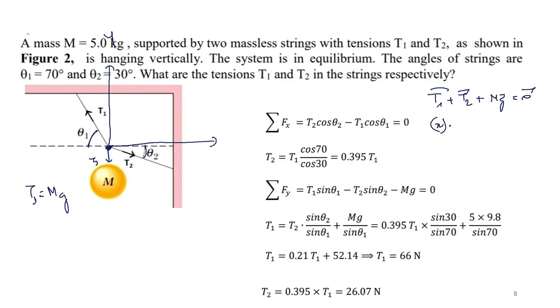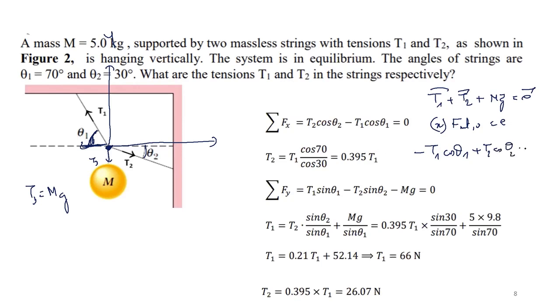If I project along x, the balance of forces along x, the net force along x is 0. So that means I can get T1x. T1x will be minus T1 cosine theta 1, because it's minus, since it's pointing this way. So it's minus T1 cosine theta 1. T2x is plus T2 cosine theta 2.